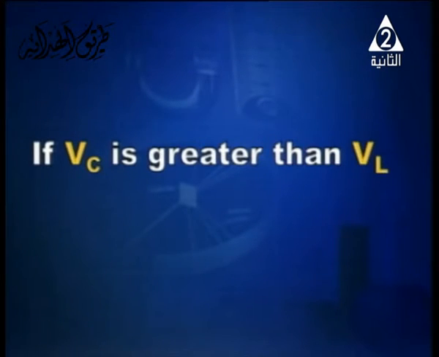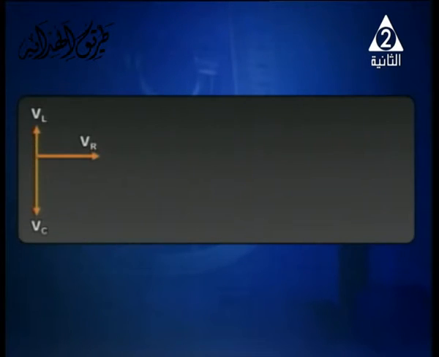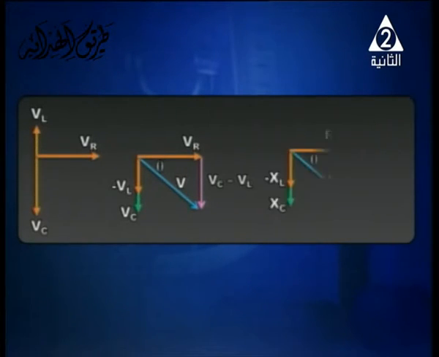And what if VC is greater than VL? VC is greater than VL, so we'll change the direction of VL and put a negative sign. This is the vector diagram for voltage, and the vector diagram for reactance is shown in front of you. We'll do exactly the same.